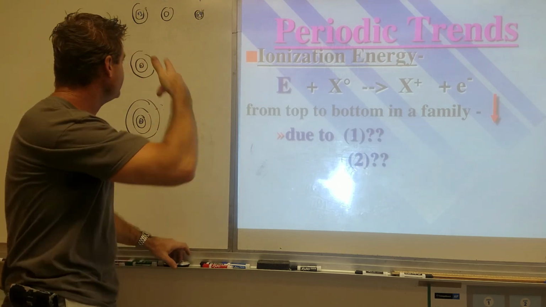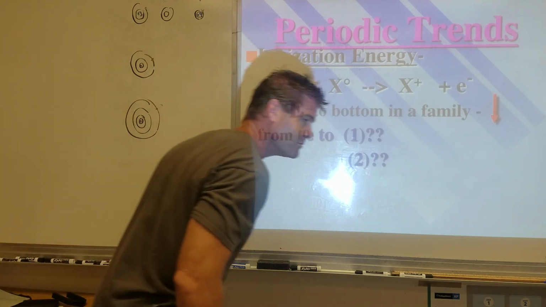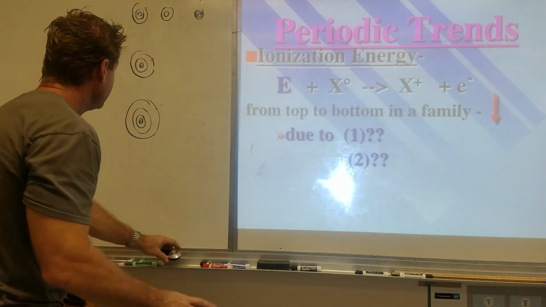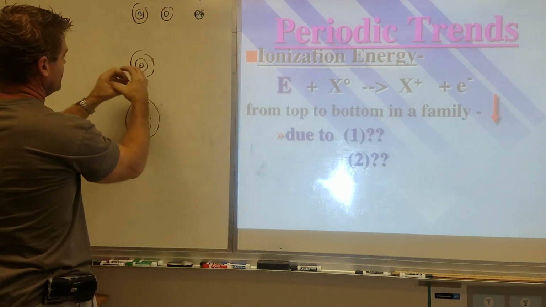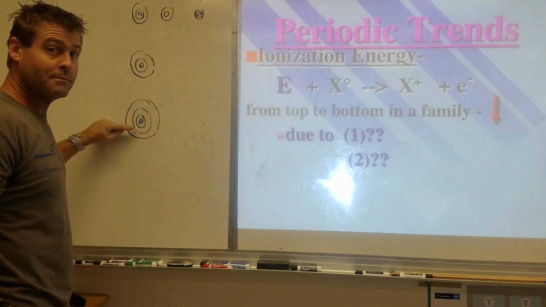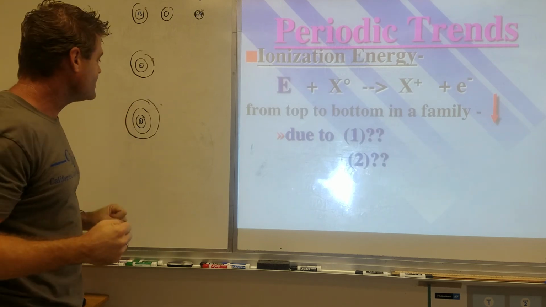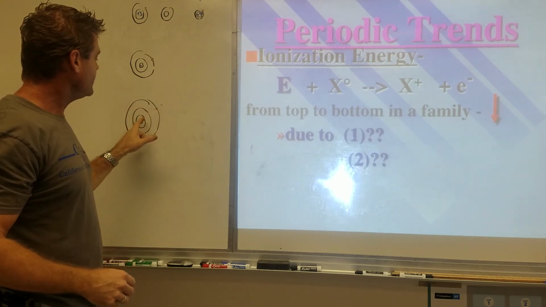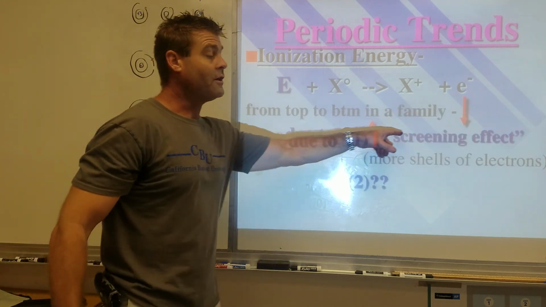Why might that be? I'm hoping you guys could look and you can see. Well, you can first notice, what's the first one I have? The first one is, you guys notice, we get more and more shells. And what do you guys do with those shells? Remember, the shells interfere with the attraction. So the more shells, the less attraction. The less attraction between the nucleus and the outermost electron, the easier it is to remove. So you remember we call that the screening effect.